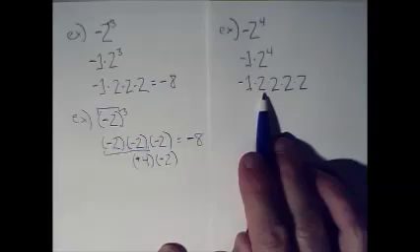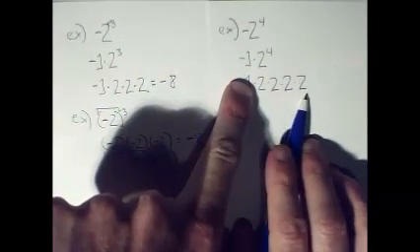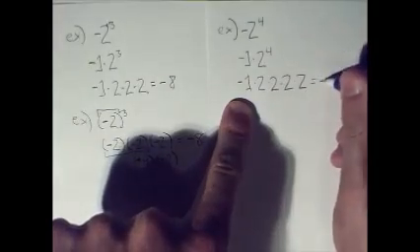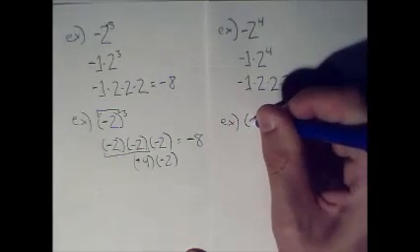Which when we expand this out now, 2 times 2 is 4, 4 times 2 is 8, 8 times 2 is 16, 16 times negative 1, negative 16. Well, now let's look at, what if I had the parentheses?